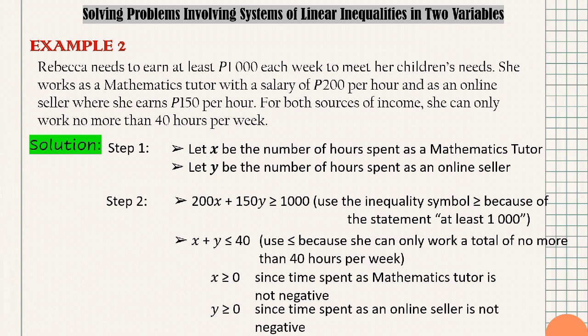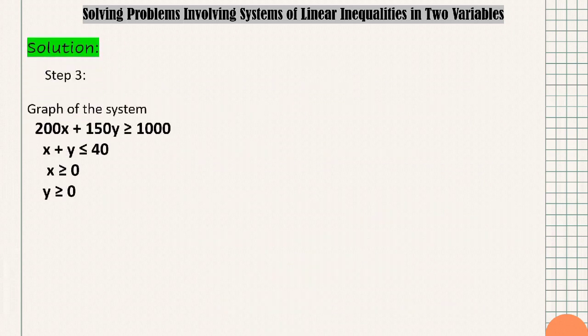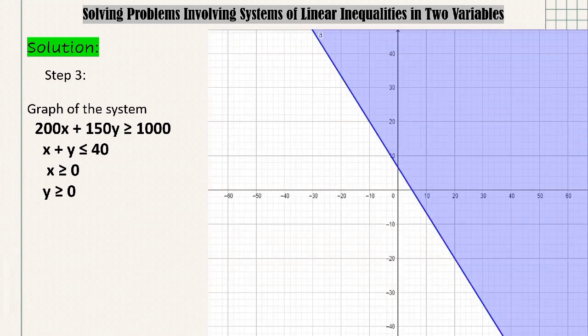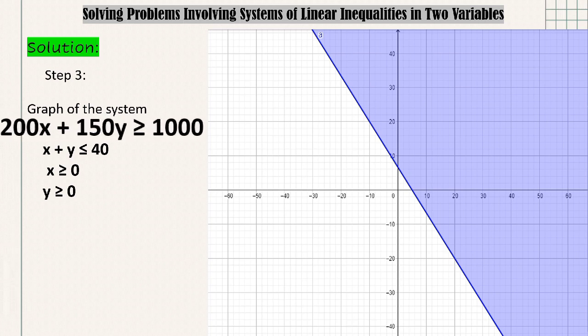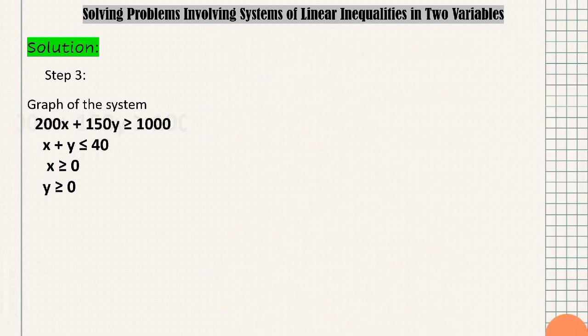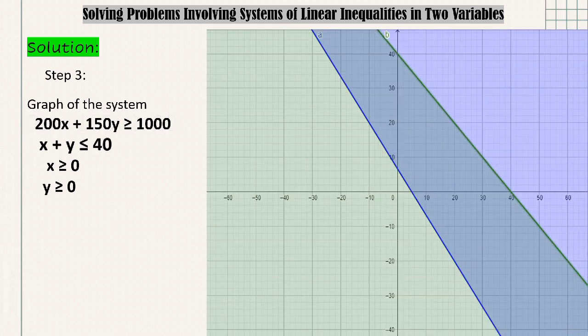We are now ready to graph the inequalities. The graph of 200x plus 150y is greater than or equal to 1,000 is this. Next, let's graph x plus y is less than or equal to 40. The graph of x plus y is less than or equal to 40 is the green line and the green shaded region.